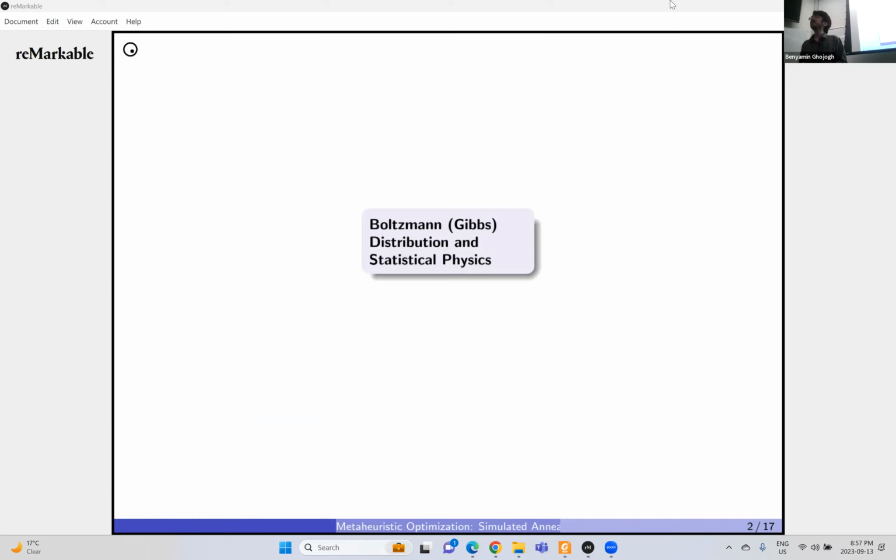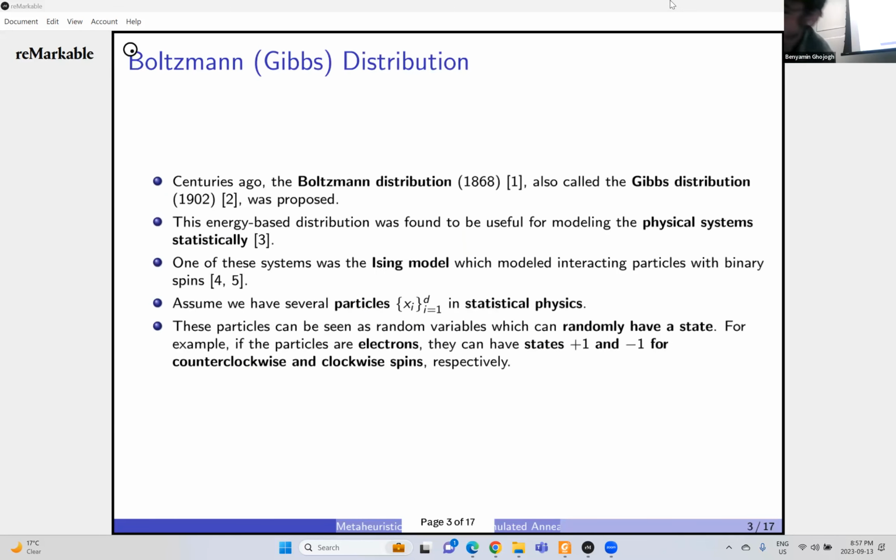So, Boltzmann or Gibbs distribution and statistical physics. Who here loves physics? Yeah, okay, great. So here we are talking about statistical physics a bit. Centuries ago, the Boltzmann distribution was proposed in 1868, also called the Gibbs distribution, proposed in 1902. This Boltzmann distribution is an energy-based distribution, right? It was found to be useful for modeling physical systems statistically.